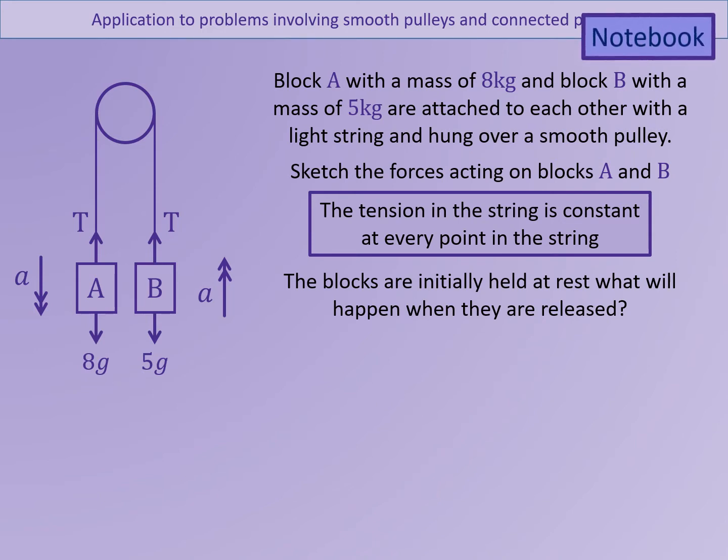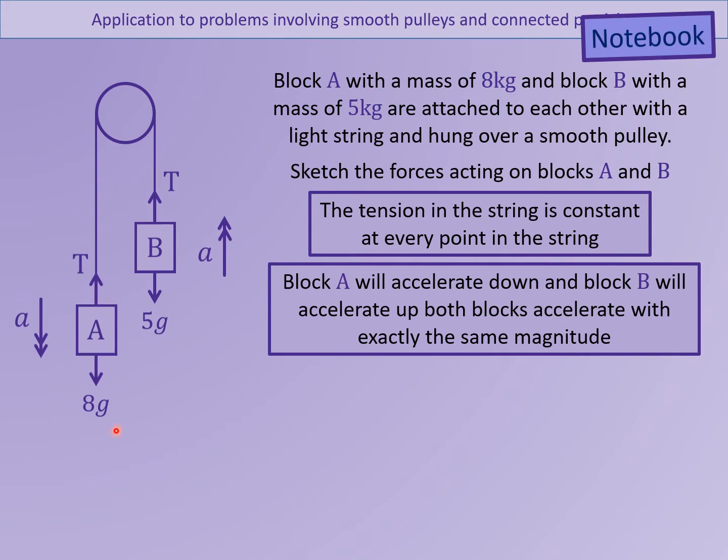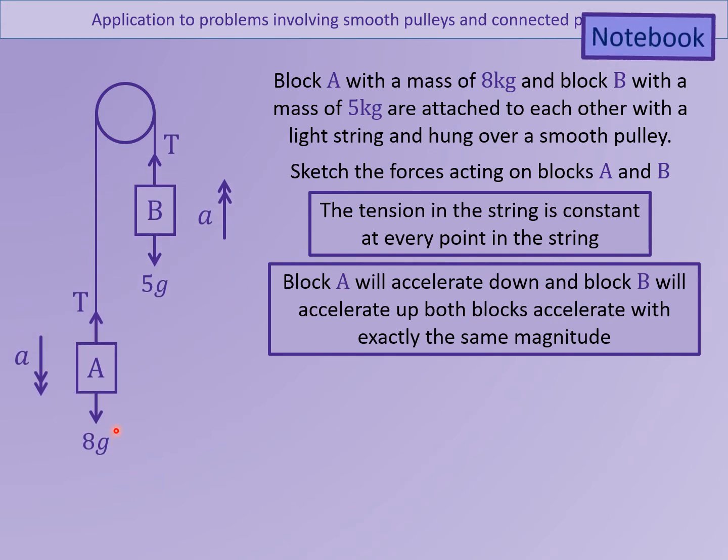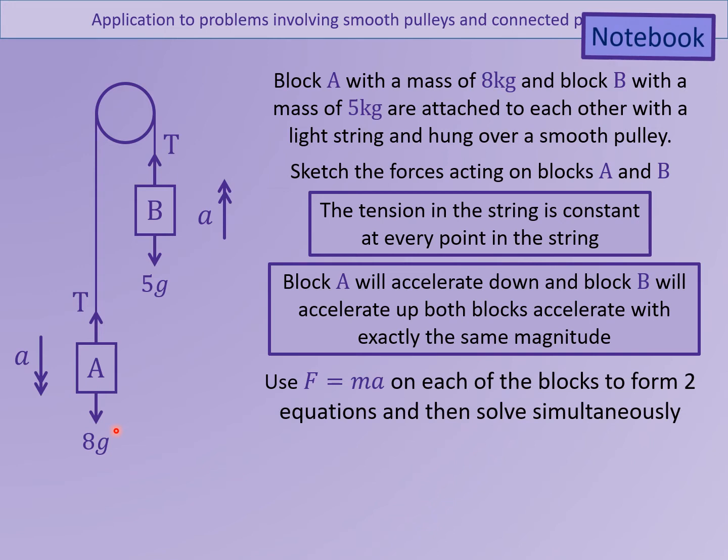Notice that we are using a double-headed arrow to show acceleration here on the diagram, as opposed to the single arrows that we are using to show forces. As we can see here, the acceleration of A is downwards, the acceleration of B is upwards. We're going to use F equals ma on each of the blocks to find two equations which we can then solve to find T and a.